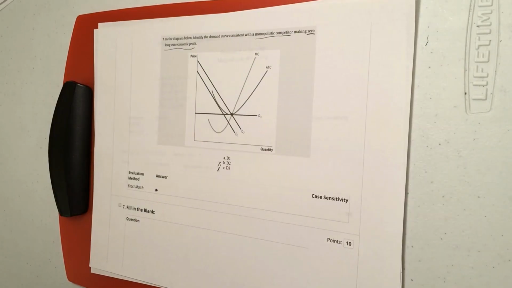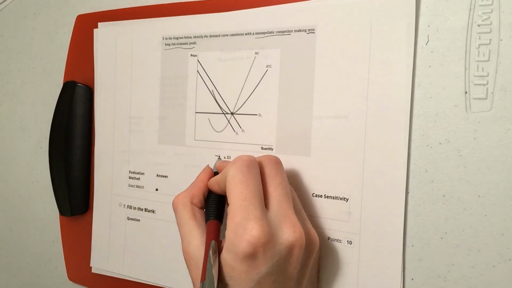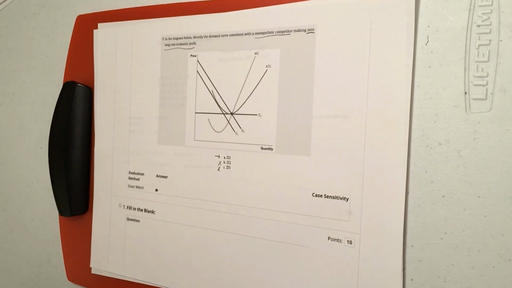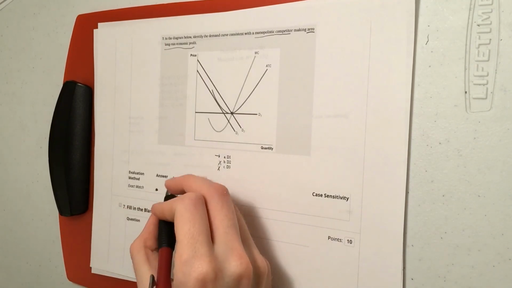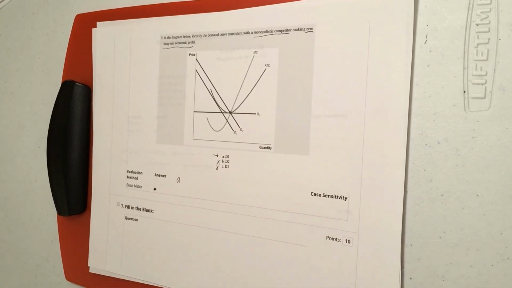The one curve we said acceptable would be D1 because that one is tangent to average total cost. We had a slide back in the relevant chapter that showed you had to have tangency. So D1 is choice A, so your answer would be just A.